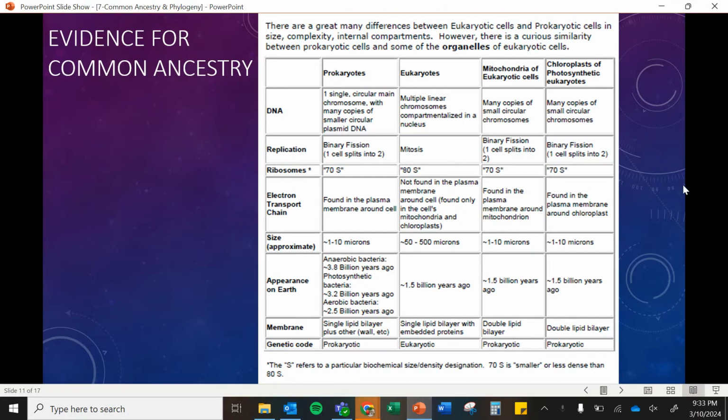Hey guys, so we're going to talk about common ancestry. So this chart you can take some time to look at. It summarizes some features between prokaryotes and eukaryotes, as well as mitochondria and chloroplasts. And some things you might notice are some similarities between prokaryotes and mitochondria and chloroplasts.